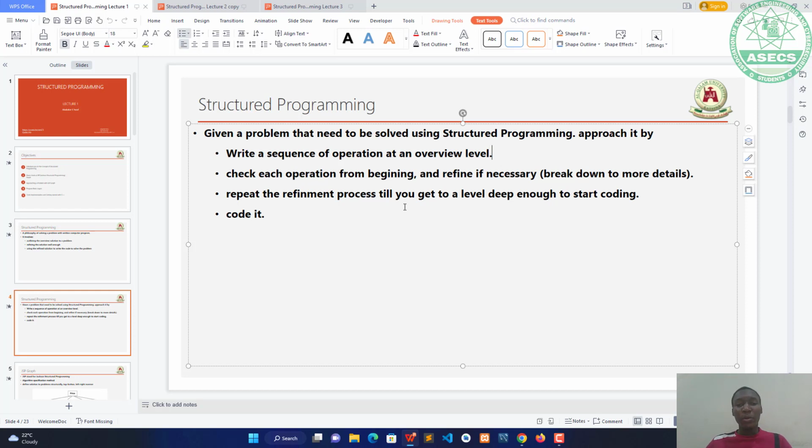Sai ka cewa repeat the refinement process till you get to a level deep enough to start coding it. This is what I just explained. A ta refining nashi ana gyara shi har sai ya kai wani level ɗin da what you can't even able to break it down again. So from that level, you should start coding it. So now I'll come back to this problem.